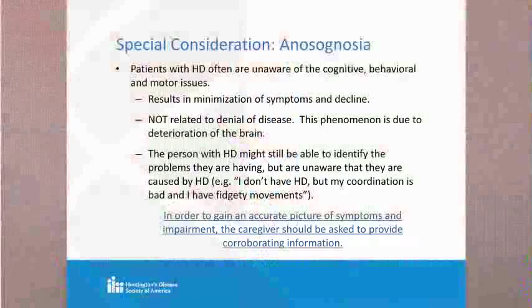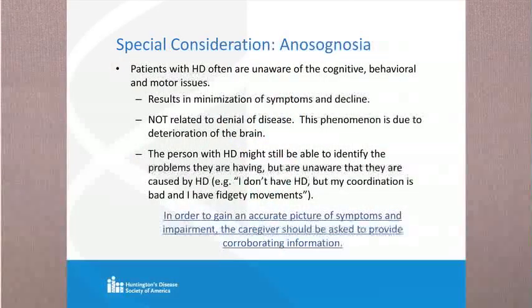Anosognosia, I want to take a minute to highlight this because this is often a significant issue in people with Huntington's disease. They may not be aware of their cognitive, behavioral, or motor issues. And this can result in minimization of symptoms and minimization of their decline. It's not related to denial of the disease. It's separate. This is due to deterioration of the brain. Patients can have denial as well, but it's separate from this unawareness of the disease.